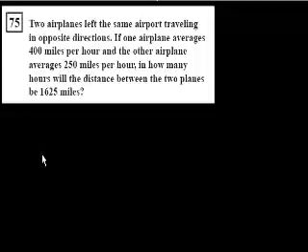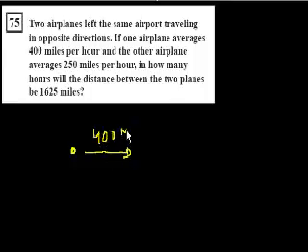Problem 75. Two airplanes left the same airport traveling in opposite directions. If one plane averages 400 miles per hour, so let's see, this is the airport. One plane goes in that direction at 400 miles per hour. That's a mile, not a meter. And the other plane averages 250 miles per hour. It's going the other direction, so it's going at 250.